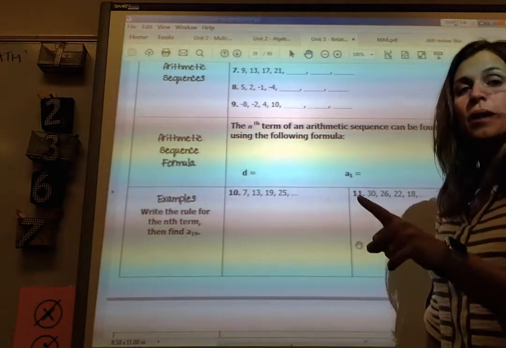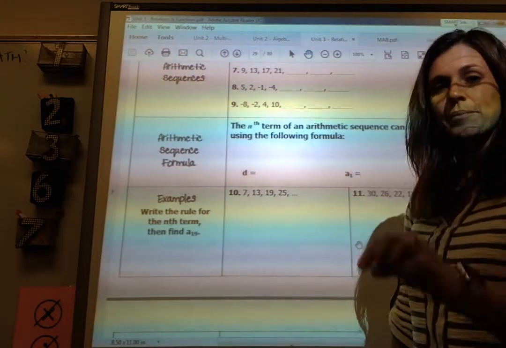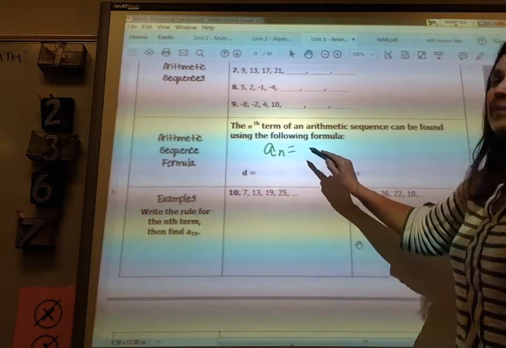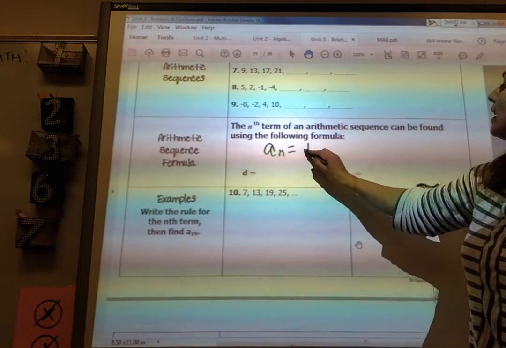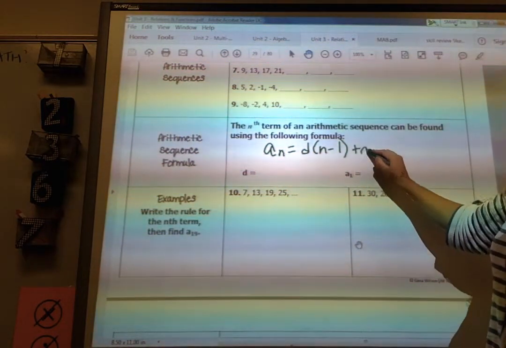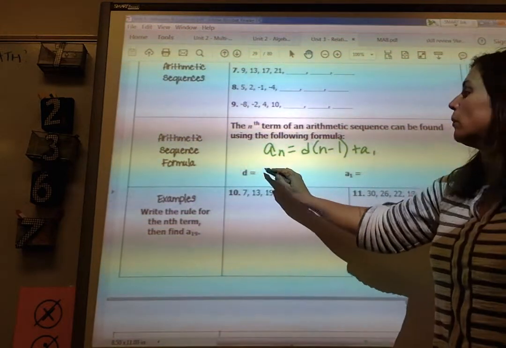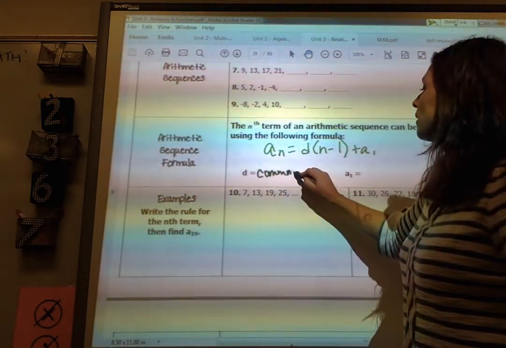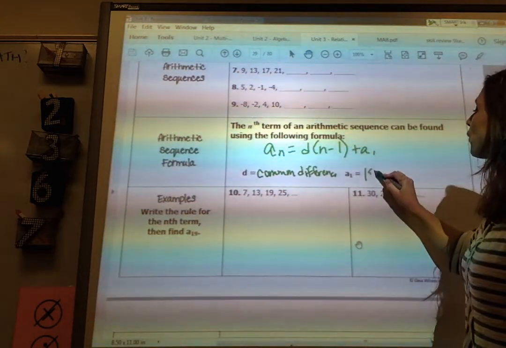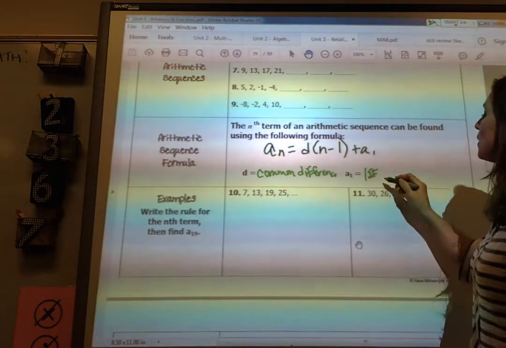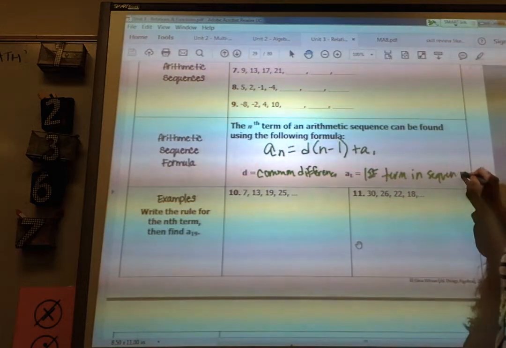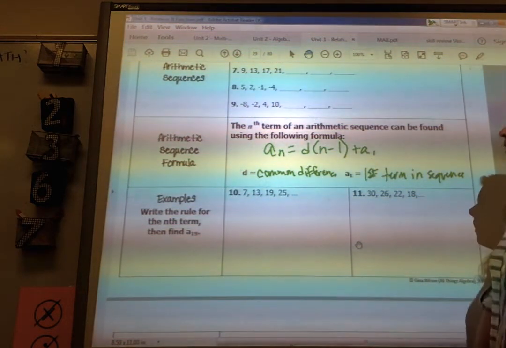So I'm going to give you the formula, and then we're going to talk about what those terms mean. So your formula is this. An equals d times (n minus 1) plus a1. D, we know, is the common difference. And a1, that sub 1, means the first term in the sequence.